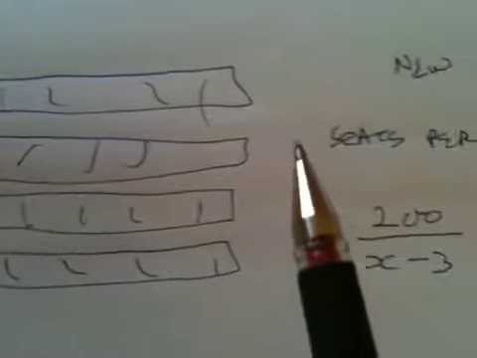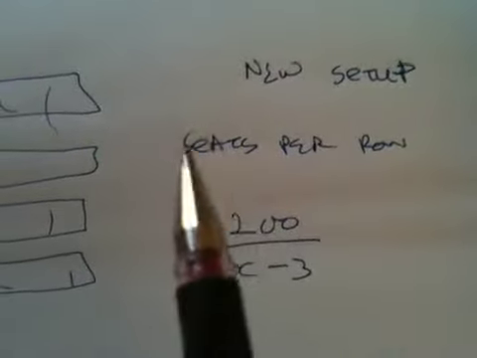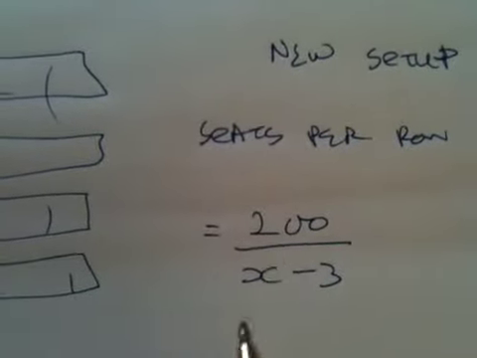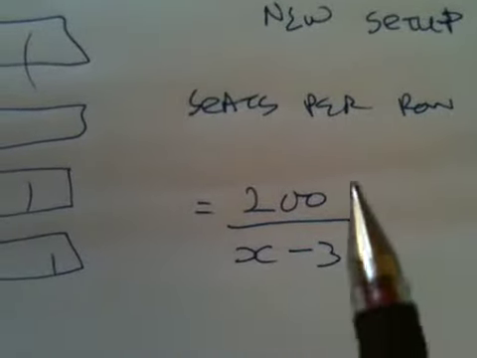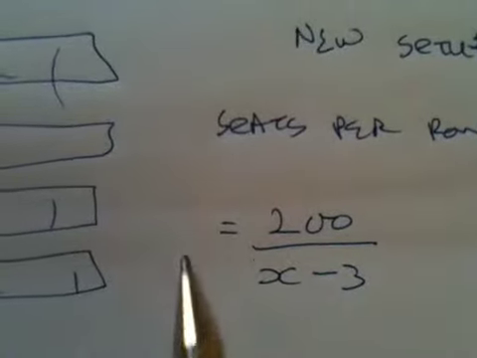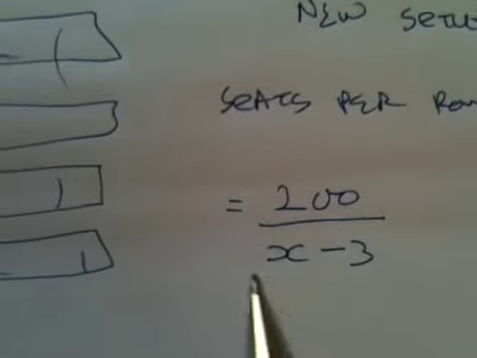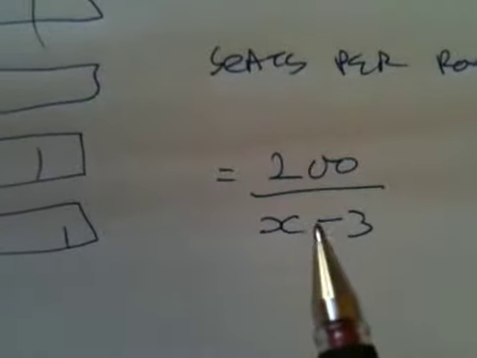Now we're asked to give an equation for the number of seats per row for this new one. So the new setup, the seats per row is equal to 200, and 200 is the number of journalists, divided by the new number of rows, which is X minus 3. So you need to write this down for marks. This is the second equation. For the new setup, seats per row is 200 divided by X minus 3.